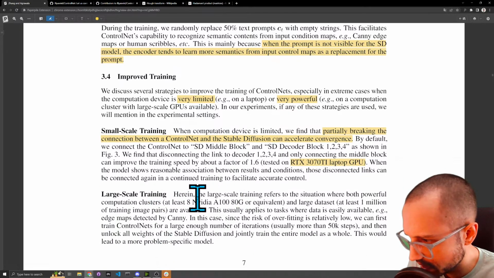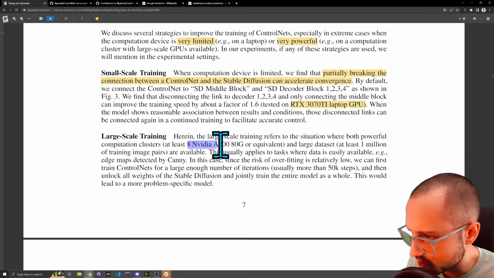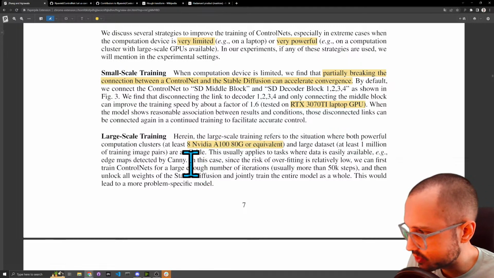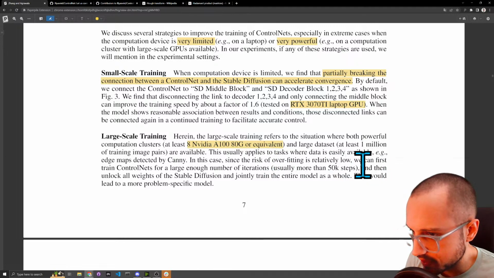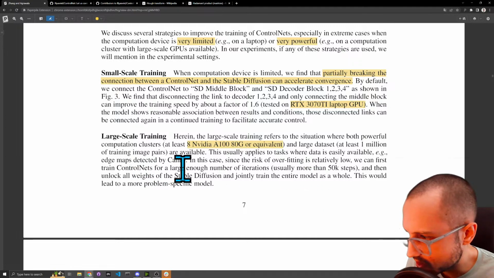Large-scale training. Large-scale training refers to a situation where both powerful computation clusters are available, so this is a server rack of NVIDIA A100s with 80 gigabytes, so this is huge, and a large dataset, at least 1 million training pairs. This usually applies to tasks where data is easily available, such as the edge maps detected by Canny. In this case, since the risk of overfitting is relatively low, we can first train ControlNets for a large enough number of iterations, and then unlock all the weights of Stable Diffusion and jointly train the entire model as a whole.